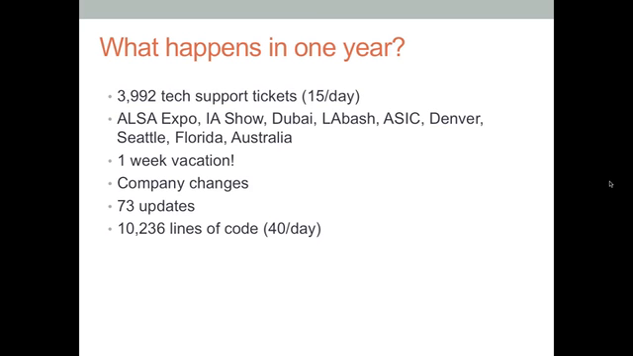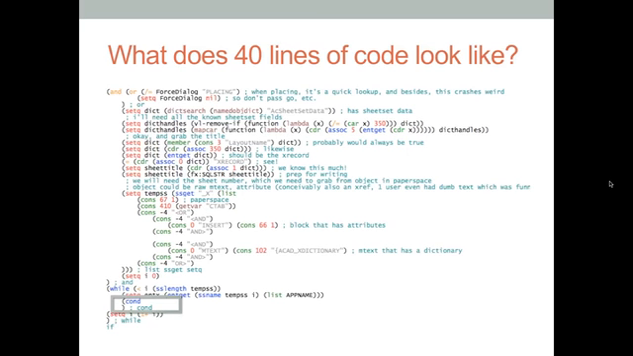But among all of that, I was able to put out 73 different updates. So obviously that's averaging more than 1 a week. 10,000 plus net new lines of code over that year. That averages out to about 40 a day. What is 40 lines of code? One of the things I'm going to show, I found interesting, was right at 40 lines of code. I'm like, oh, that's a great example.